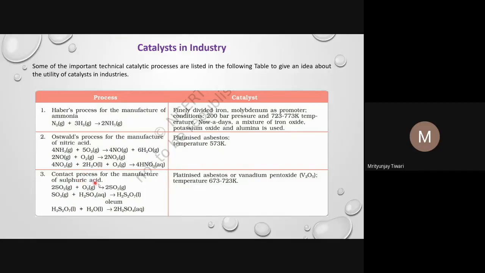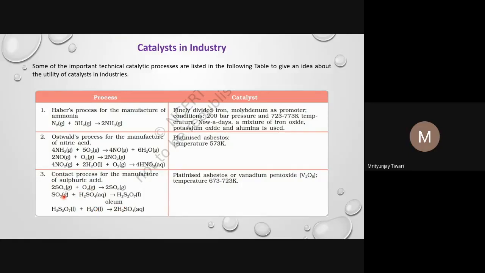The next process is the contact process for the manufacture of sulfuric acid, that we know, and with this process sulfuric acid is manufactured, and in this case also we use the catalyst platinized asbestos. This platinized asbestos is actually poisoned by the arsenic impurities that are there with the gases. So nowadays people are using vanadium pentoxide as a catalyst. V2O5 is now preferred as a catalyst. So either platinized asbestos or vanadium pentoxide could be a catalyst for this contact process.